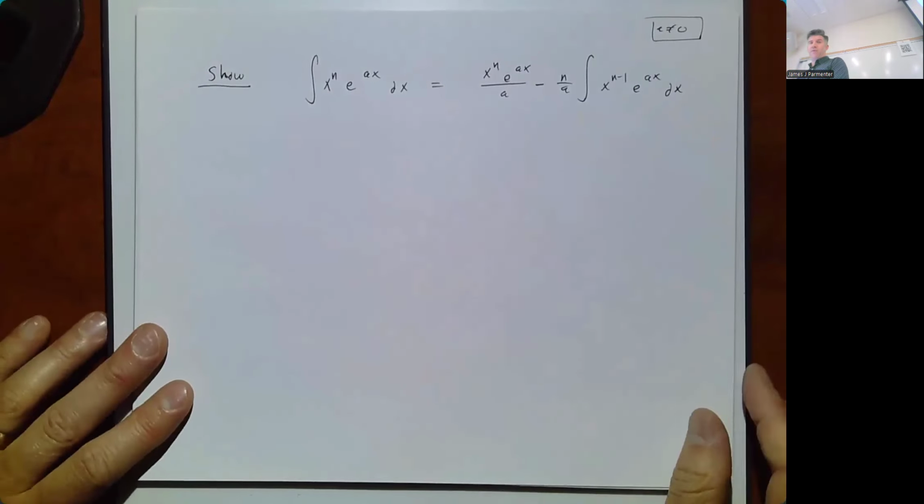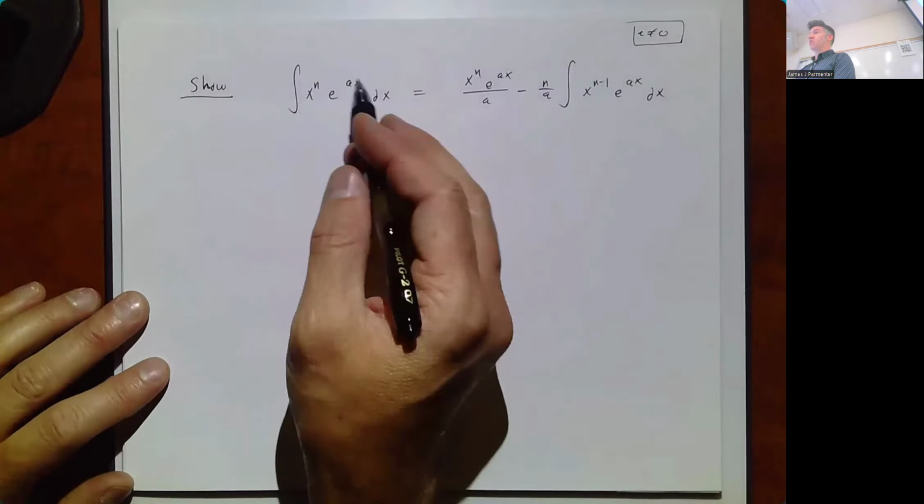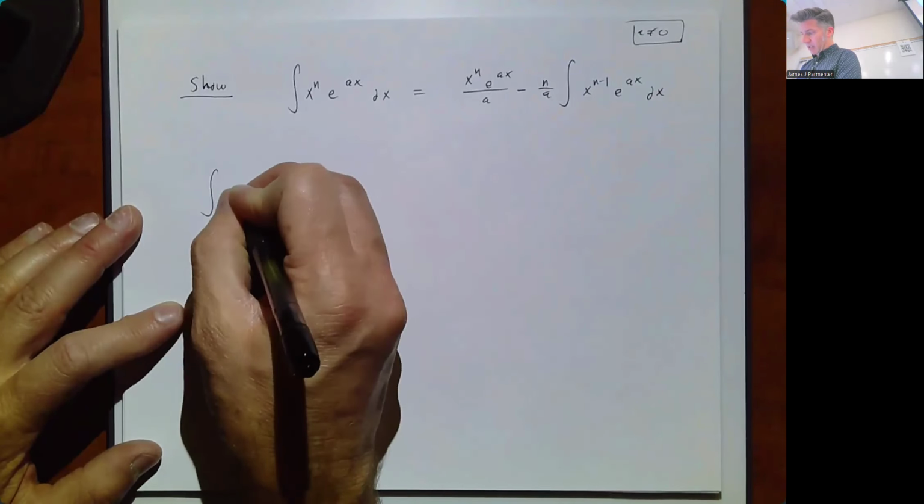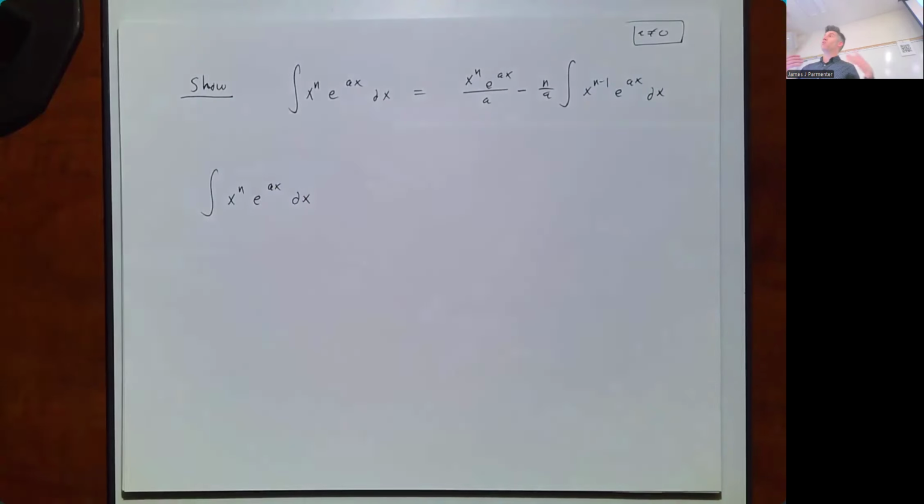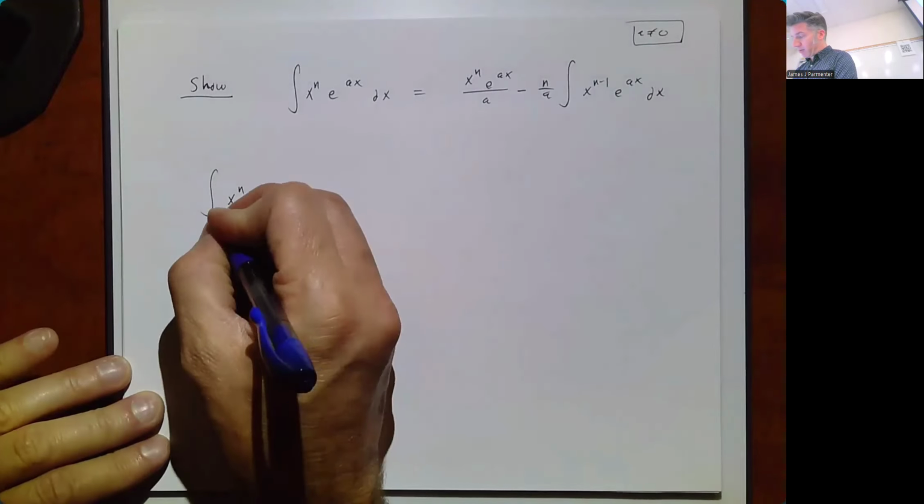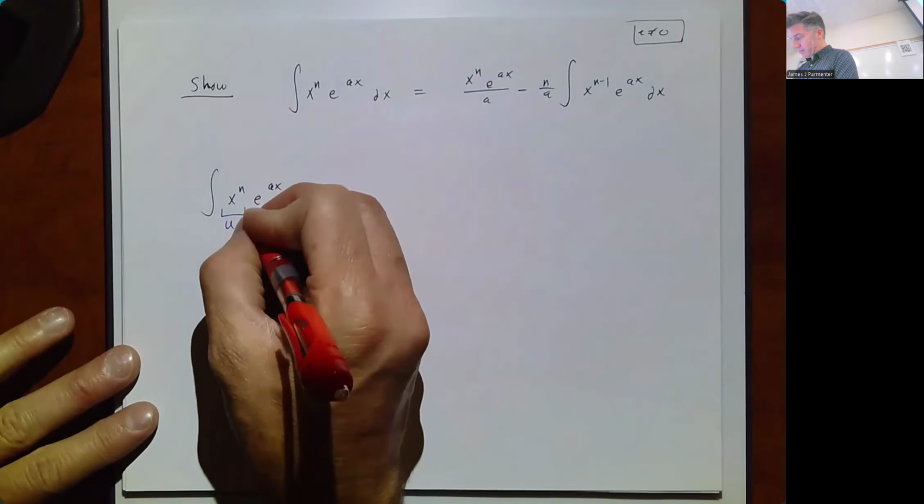If you're ever asked to show a reduction formula like this is true, you're supposed to start with the integral and do integration by parts. So we start with the integral of x to the n e to the ax dx, and make typical choices. We're definitely going to let u equal the x to the n part, and let dv equal the rest.